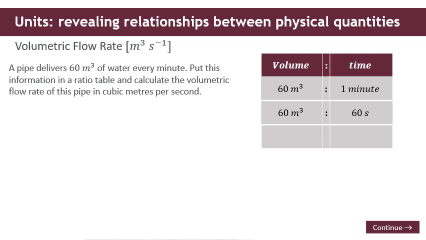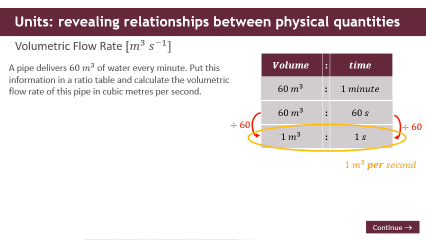Now I want to get the volumetric flow rate in cubic meters per 1 second. That's what per second means. Divide by 60 on the right, divide by 60 on the left, and I find that the volumetric flow rate is 1 cubic meter per second.